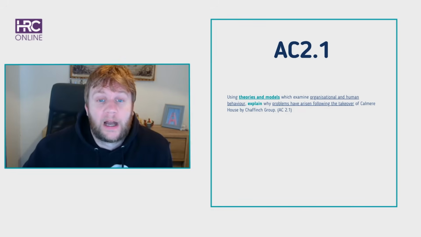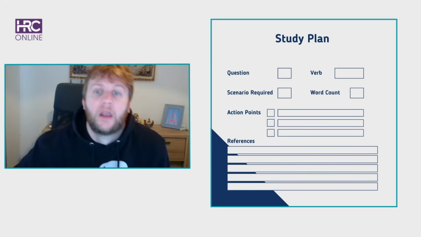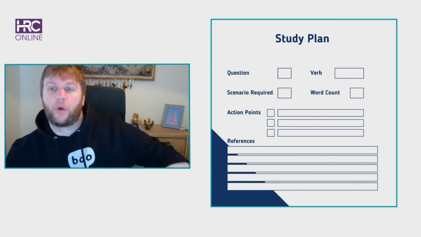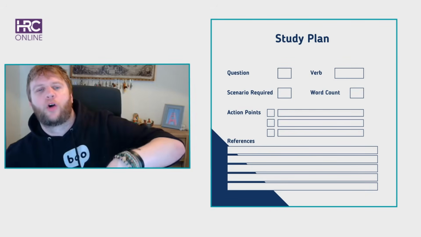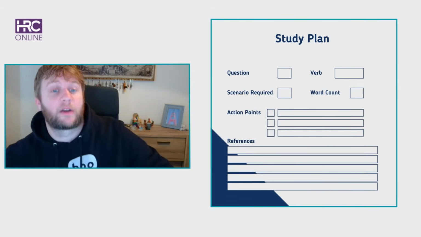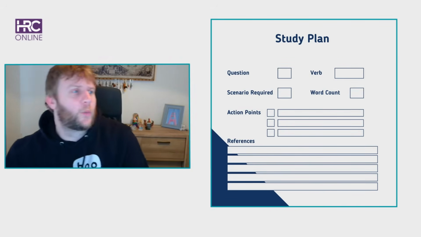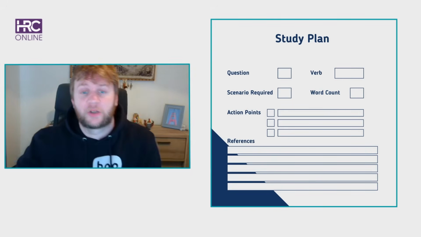So you're explaining why problems have arisen, but you're using a template of a model and the theory for this particular one. So the question is AC 2.1, the verb is explain, but you do have a core pretext to use. Is the scenario required? Yes, you need to reference Chaffinch Group and Calmere House. The word count is 380 words, so that's approximately 200 words per action point.